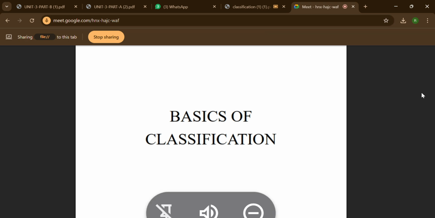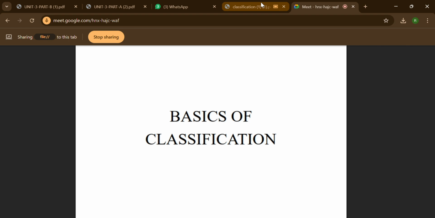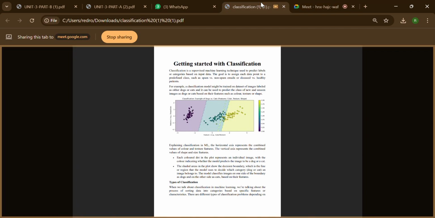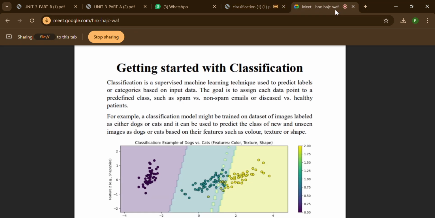So, as a part of learning basics of deep learning, today I am going to explain the basics of classification in machine learning, where we will understand what classification is, how it works, the different types, and where it is used in real life. Now, let's see some introduction to classification and how it works.